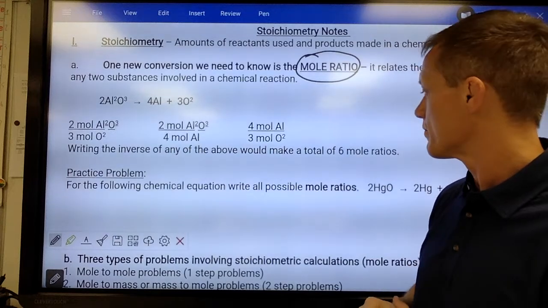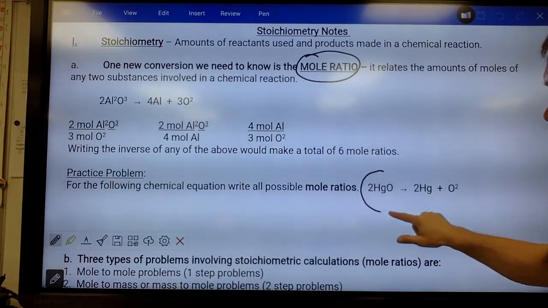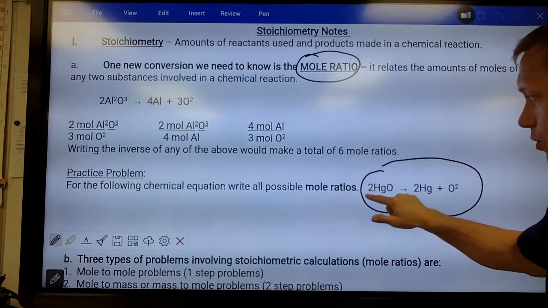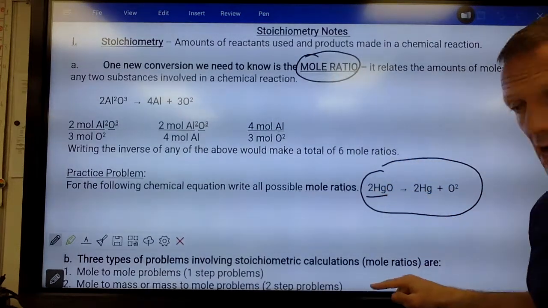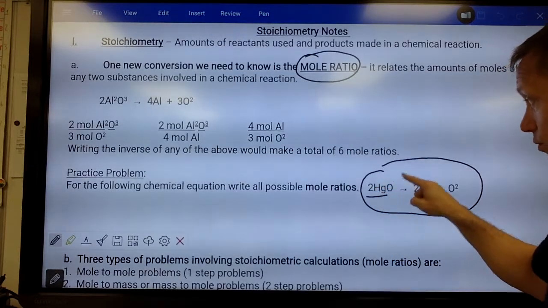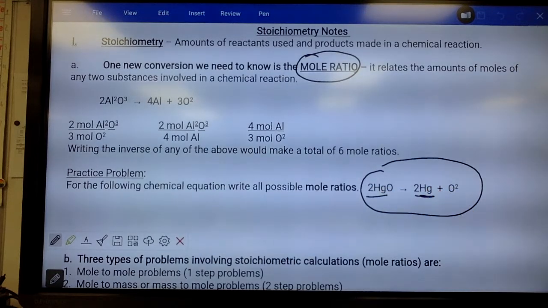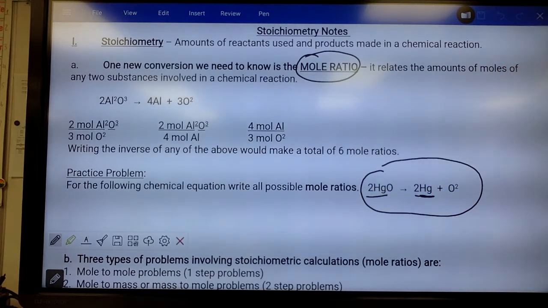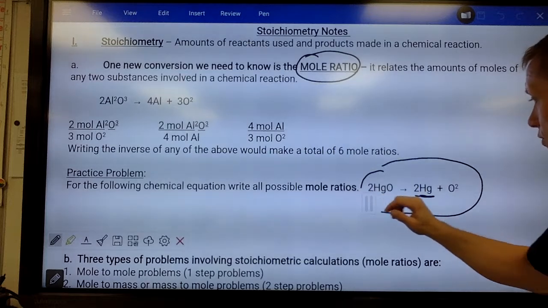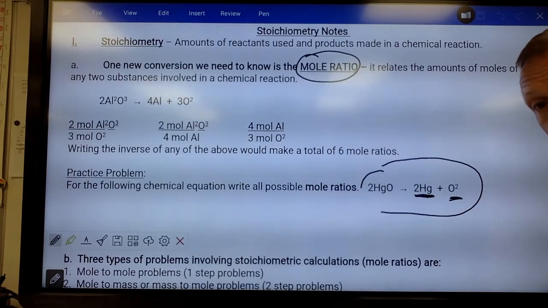in various ways. If we look at this equation right here, for every 2 moles of this that are used in the reaction, we make 2 moles of this. So that means if we had 4 moles of that, we'd produce 4 moles of this. If this was 6 moles of HgO, we'd make 6 moles of Hg. Another ratio we could say is that for every 2 moles of Hg that are made in this reaction, we make 1 mole of O2.